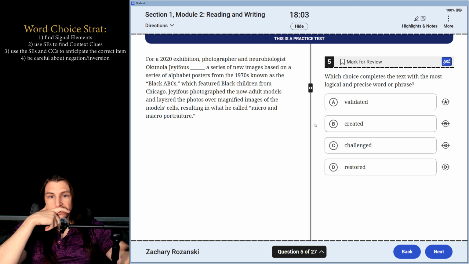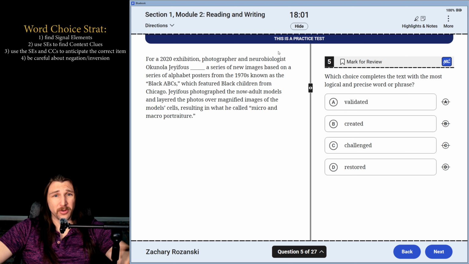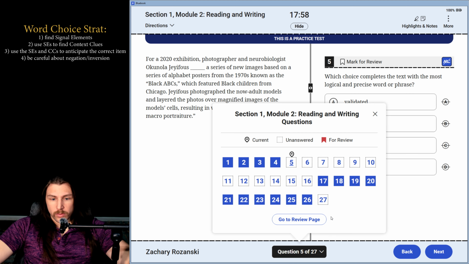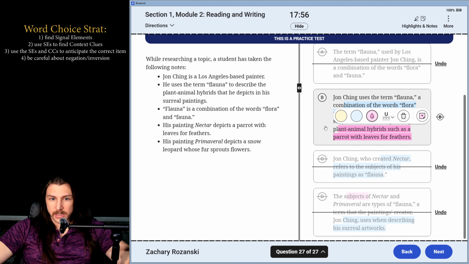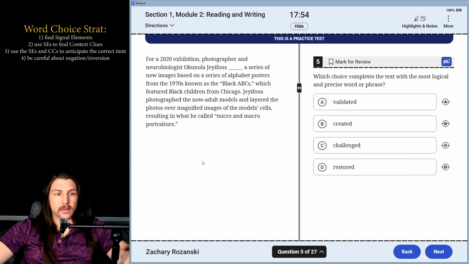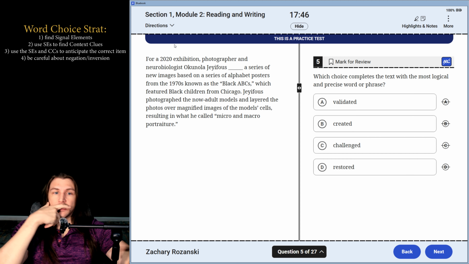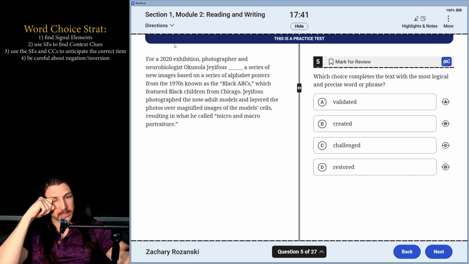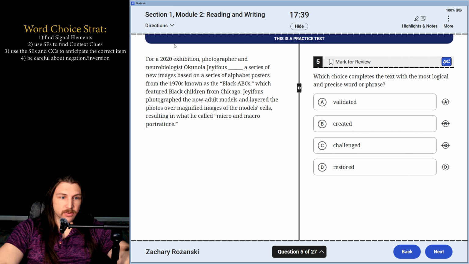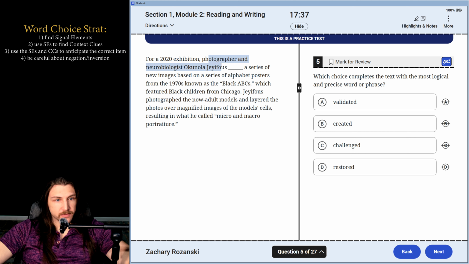So 5, we've got more of these vocab ones. Oh, geez, I didn't put anything for 27. That is absolutely our answer with no hesitation. 5, for a 2020 exhibition, a photographer and neurobiologist did something to a series of new images based on a series of alphabet posters from the 1970s. So the photographer adjusted a series of new images? No. Based on a series.